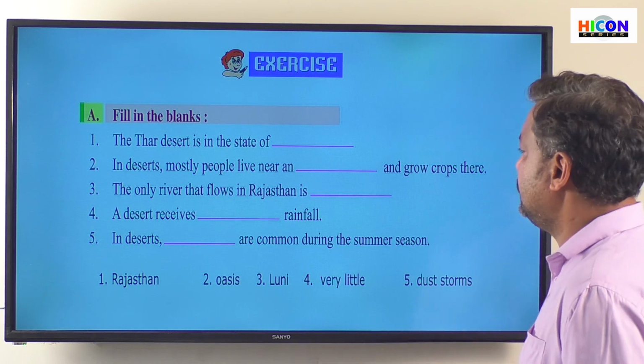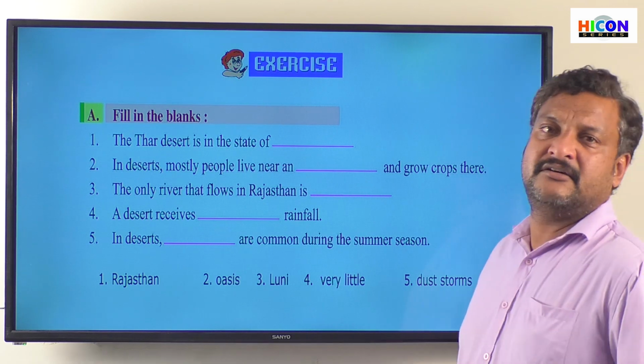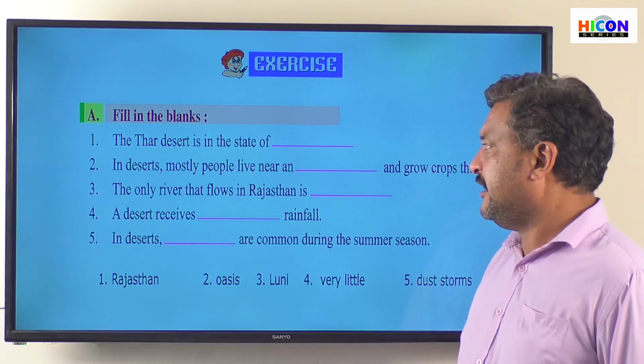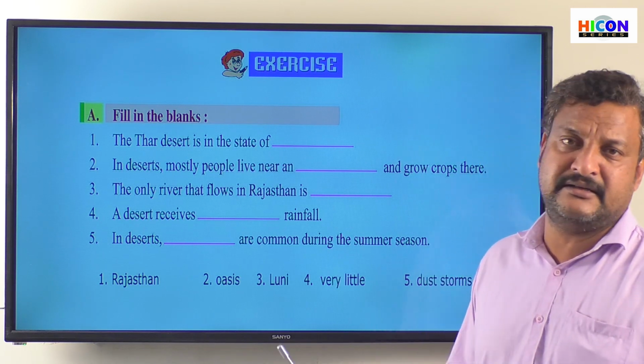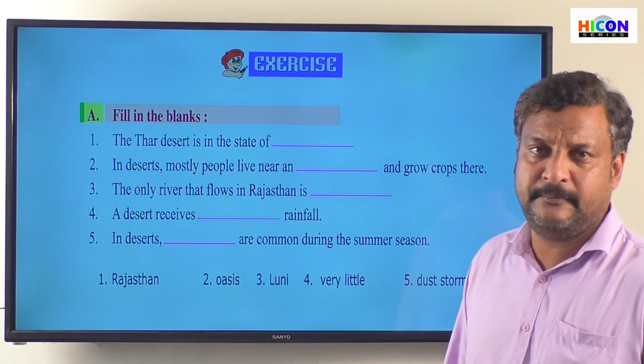So these are the five sentences and the blanks. We have completed them. Now I'll keep the screen the same for another minute so that you can read these five sentences once again.